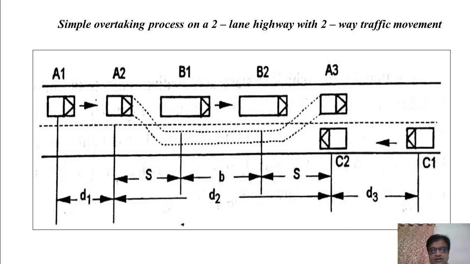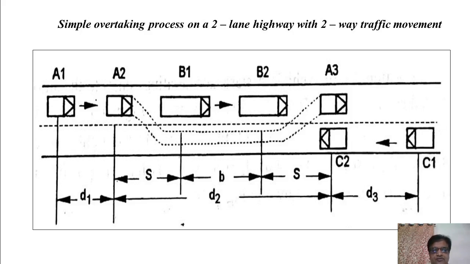Again, after overtaking, he has to come back to this position. All these operations should happen before the vehicle C, which comes from the opposite direction. During this entire overtaking operation, let the vehicle C travel from position C1 to C2. That distance we call D3. So this is D1. The entire overtaking operation covers a distance of D2, and during this time the vehicle coming from the opposite direction travels a distance from C1 to C2, which is D3.